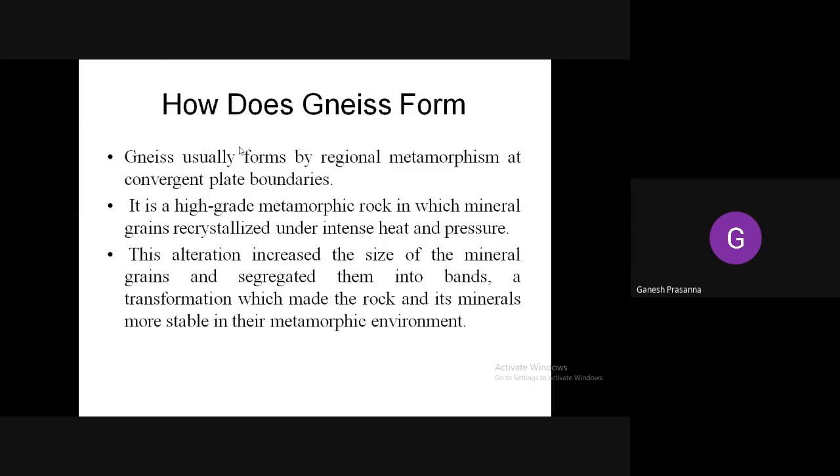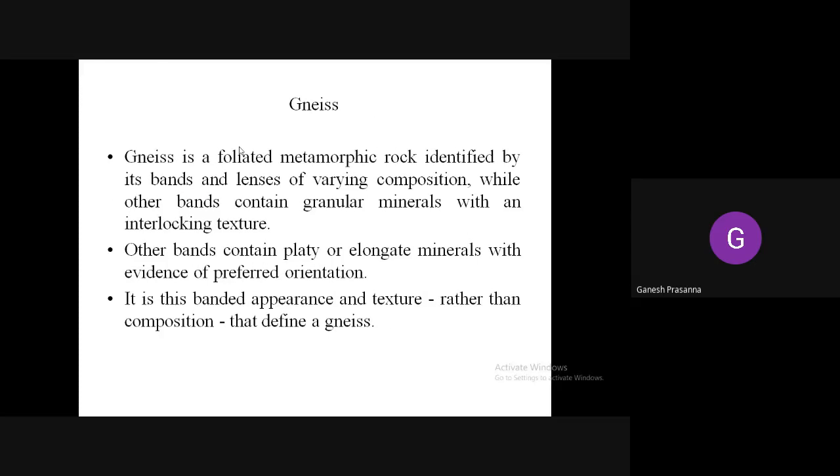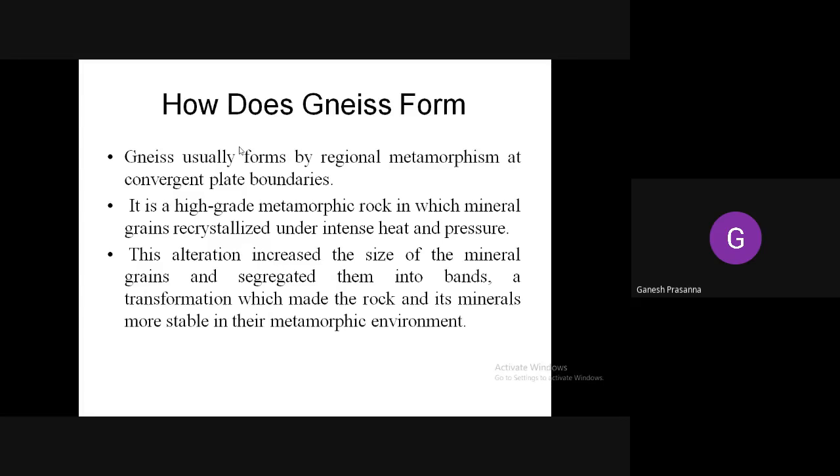Okay, you can see how this forms in nature. Gneiss usually forms by regional metamorphism at convergent plate boundaries. I have already explained what a convergent plate boundary is. Whenever two plates collide against one another, they form a convergent plate boundary.